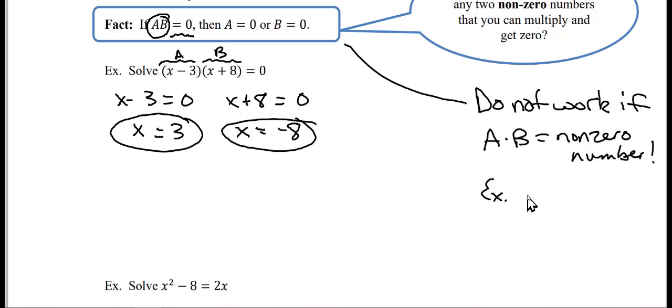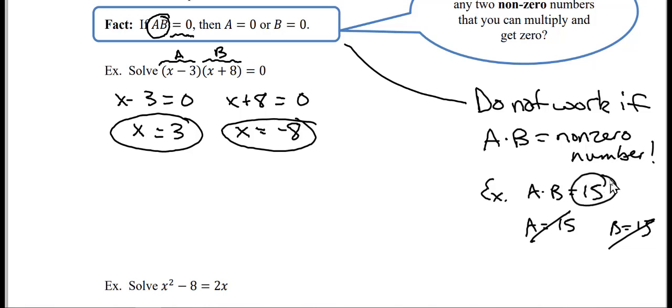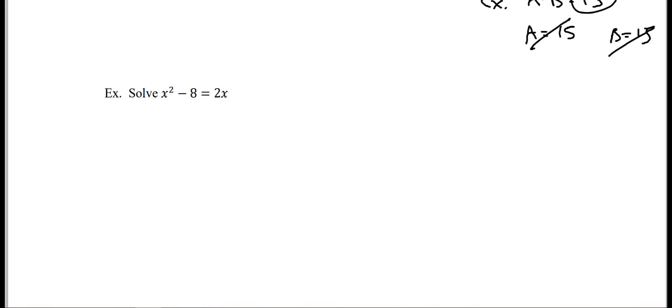Let's suppose I have a times b equals 15. Well, that certainly doesn't mean that a equals 15 or b equals 15, right? That doesn't work, because the product of those would be 225, not 15. So a could be 1 and b could be 15. a could be -3 and b could be -5. It doesn't tell us anything if this number isn't 0. If it's 0, that's when we have the ability to use this property.